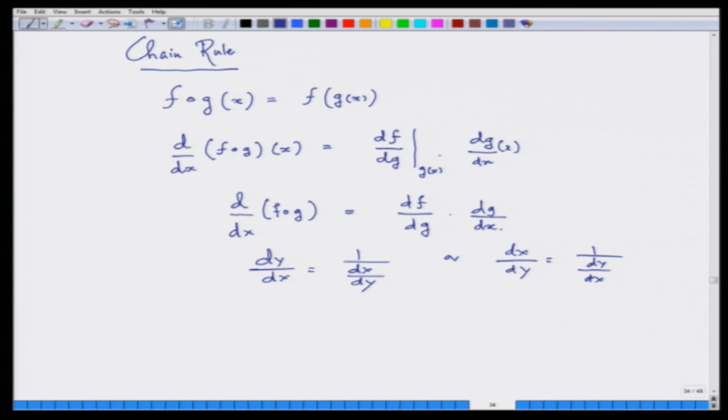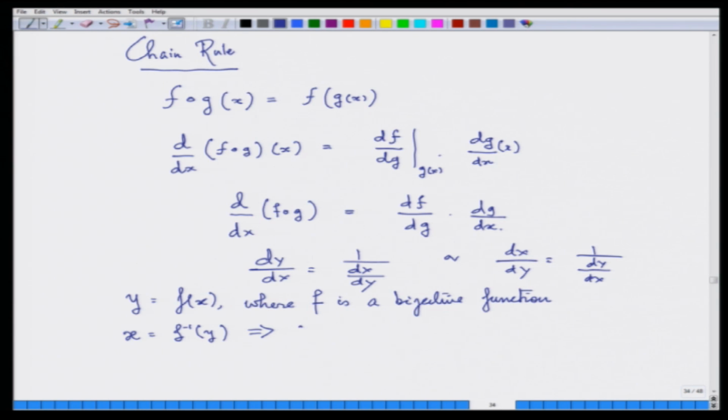One has to remember that here these are operators, so you cannot invert them as numbers. So, how do you get this thing? This comes from the chain rule. Now, consider a function y is equal to f(x), where f is a bijective function, means it has an inverse. So, which means x can be written as f inverse of y, which would imply that I can write y as f of f inverse of y.